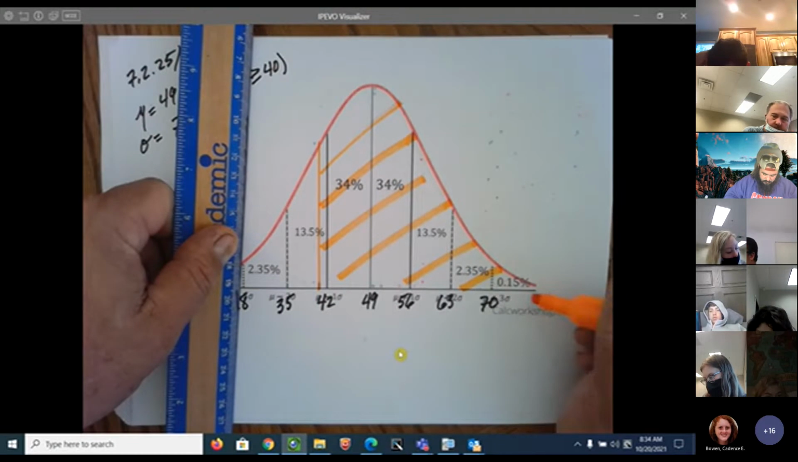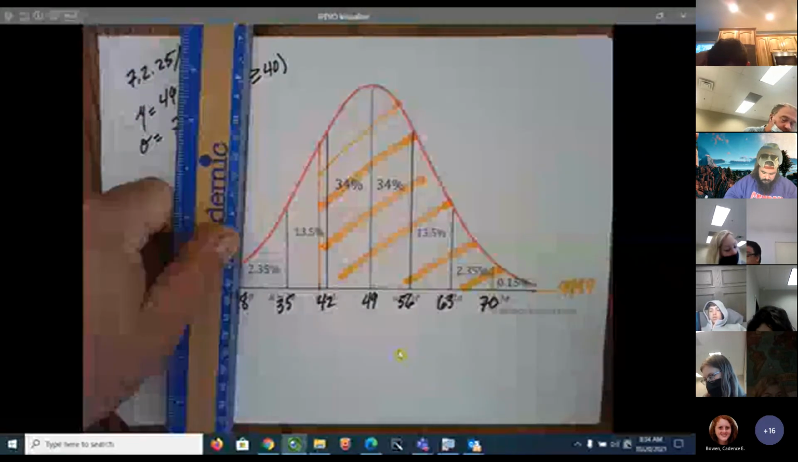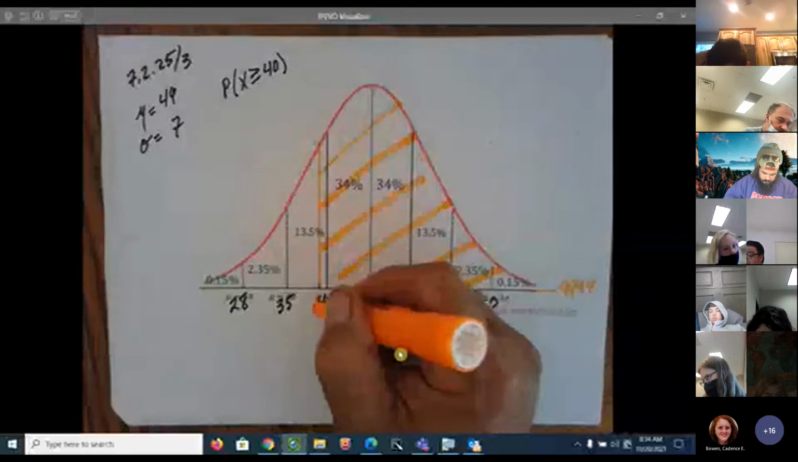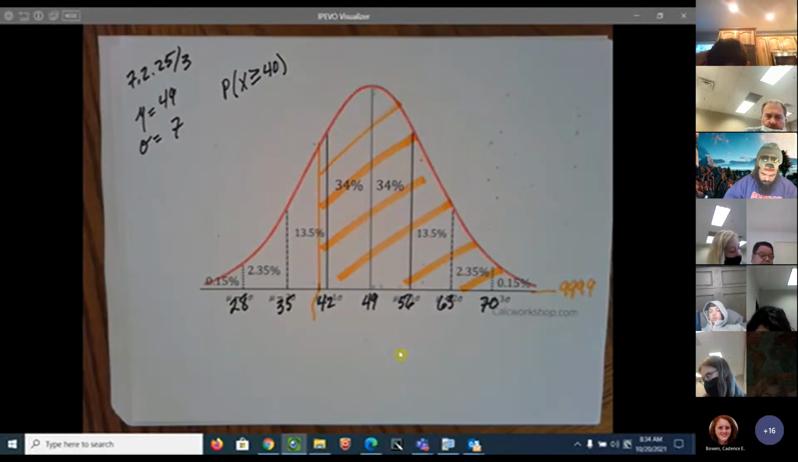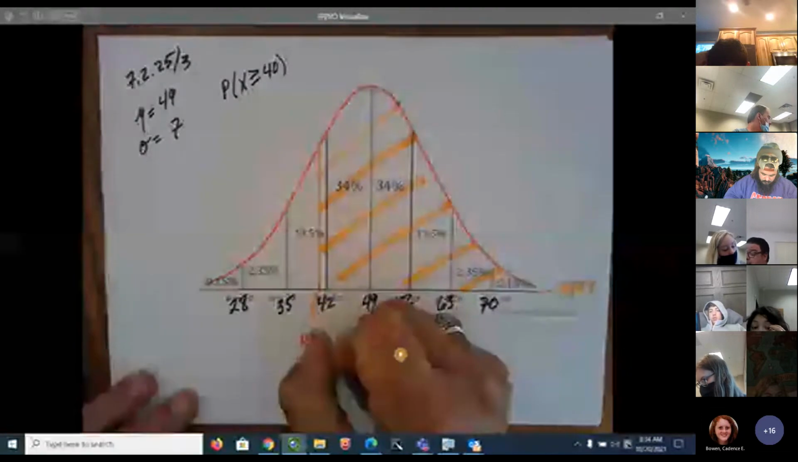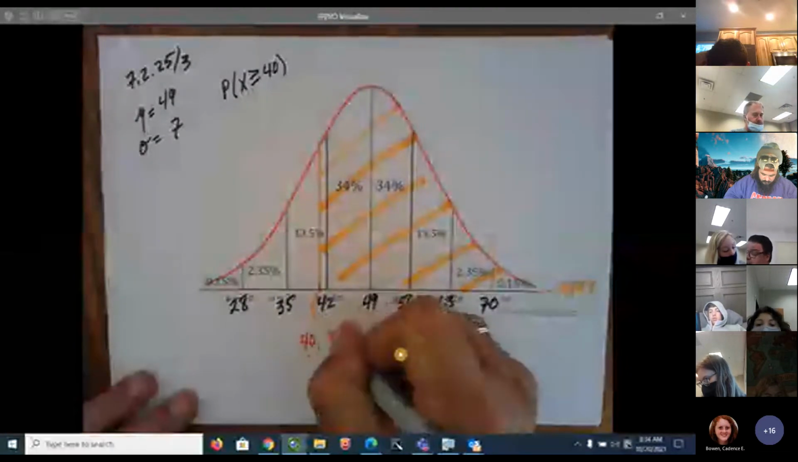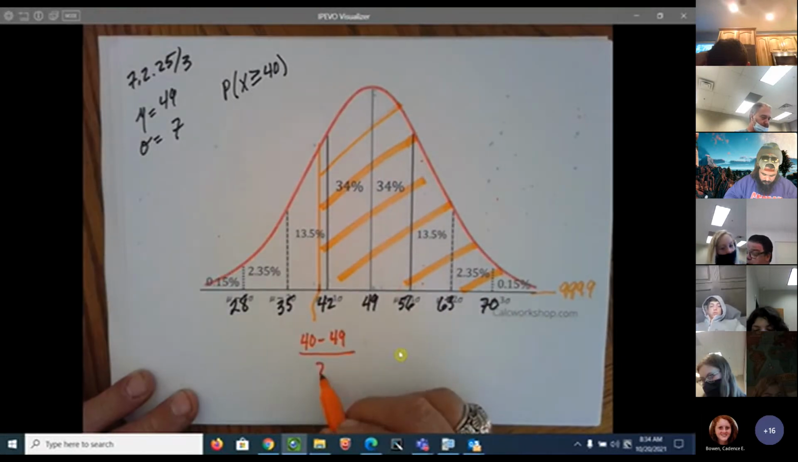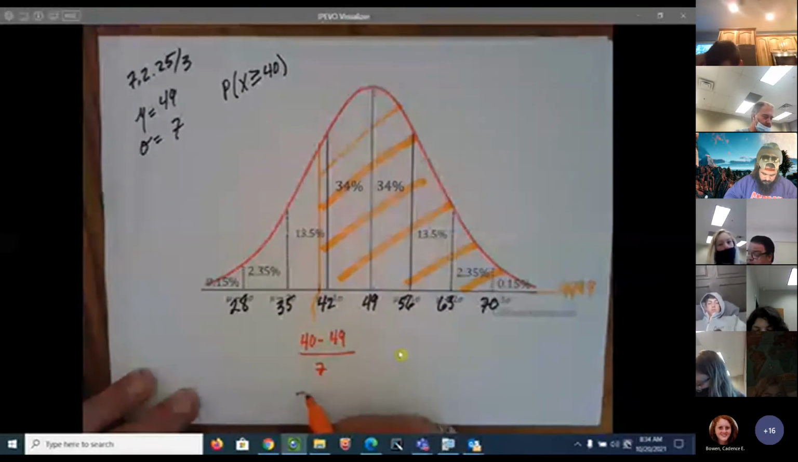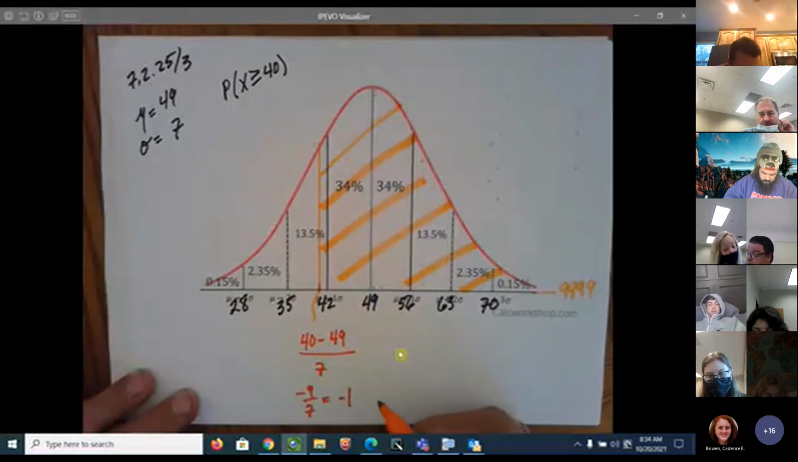So that means -9999. And if you have an old calculator, you've got to change 40 into a z-score. If you have a new calculator, you just type in the mean and the standard deviation. Do it, calculate it, you don't have to do this. So that's negative 9 over 7, which is equal to negative 1 point something.